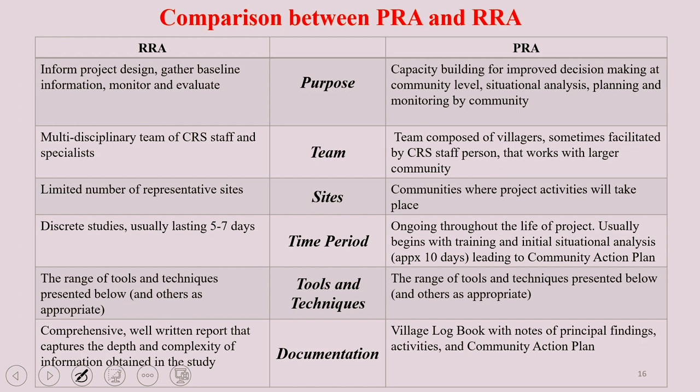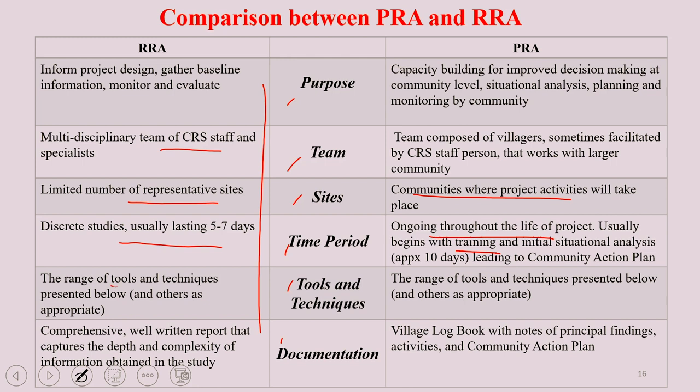Now, this particular slide I like the most, because this charts out, you know, activity, purpose wise, all aspect wise, how RRA works and how PRA works. So, purpose: inform project design, baseline information in a first mode. Team composed of villagers and all those communities. Here you need a mostly expert team, limited number of representative sites. Here communities and sites will be higher. Discrete study usually lasting 5 to 7 days. This will be a very ongoing, a long-term process.